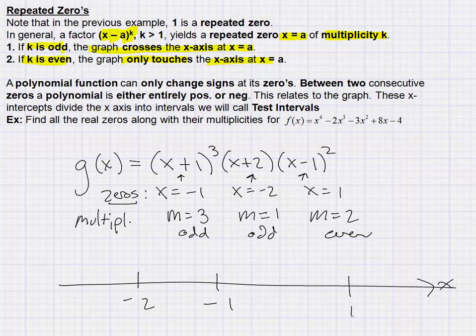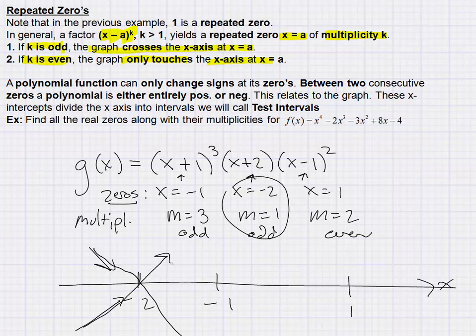As my graph is approaching this particular x-intercept, let's say it's approaching it this way, or this way, what's going to happen is, since this one had an odd multiplicity, this is the first one, right? So it's got an odd multiplicity. If I'm coming at it this way, I'm going to cut through the x-axis. Or if I'm coming at it this way, I'm going to cut through the x-axis.